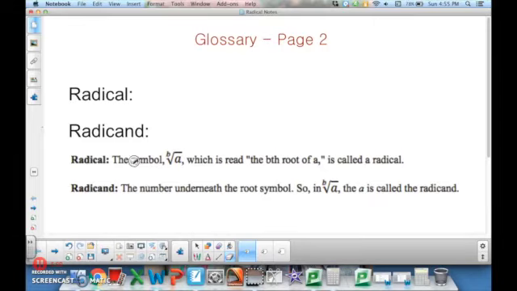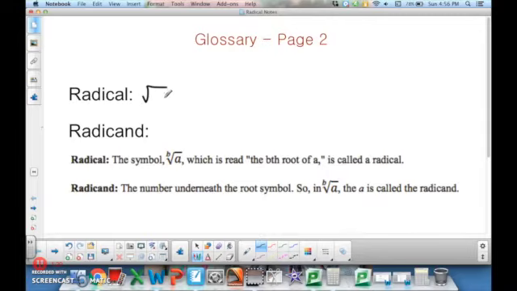So rather than type them with all the symbols and stuff, I thought I'd just copy it and let you see it. So a radical is basically this symbol right here. Now, this definition sounds really complicated, but I'm going to break it down for you. It says the symbol, like that, is read the bth root of A and is called the radical. All that means, guys, it sounds crazy, but it's not, I promise. All that means is that when you see this symbol, it's called the radical.